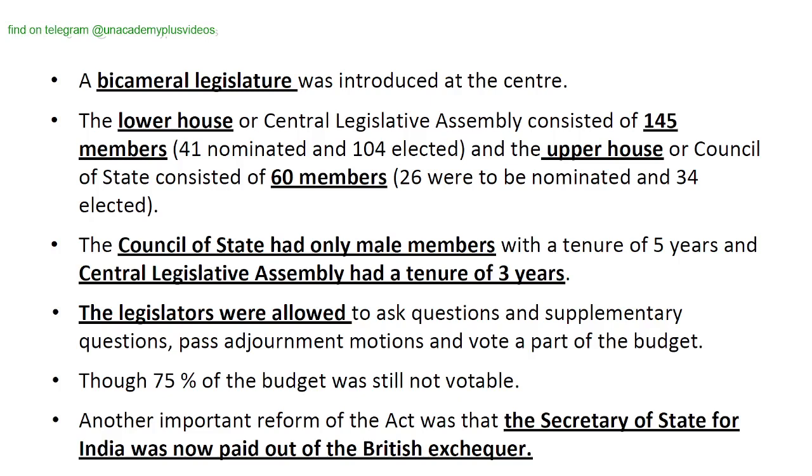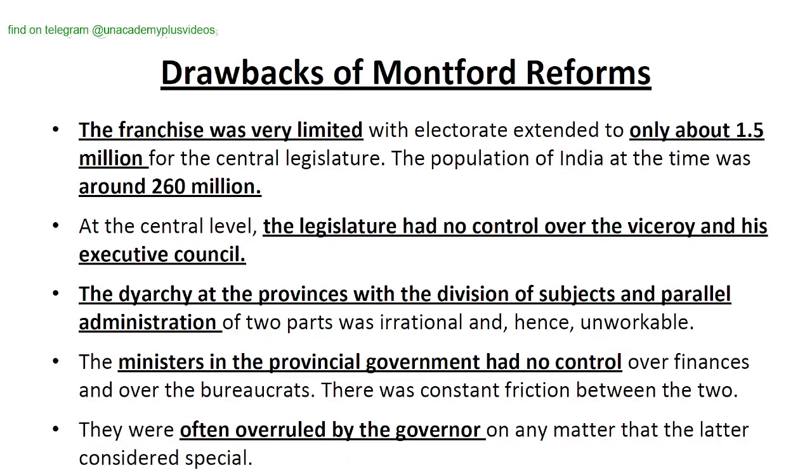Another important reform of the Act was that the Secretary of State for India was now paid out of the British Exchequer. Drawbacks of the Montford reforms. The franchise was very limited, with the electorate extended to only about 1.5 million for the central legislature. The population of India at the time was around 260 million.